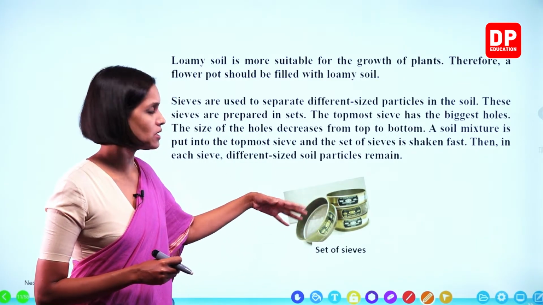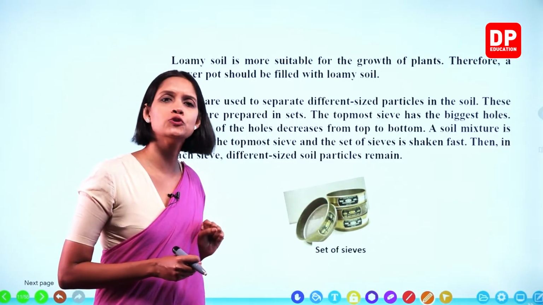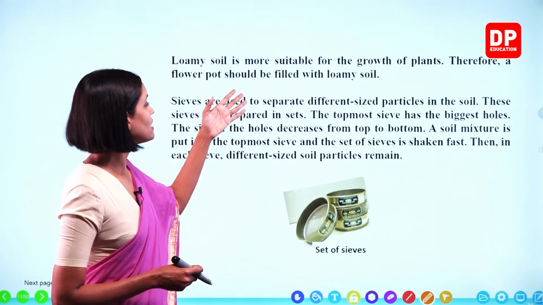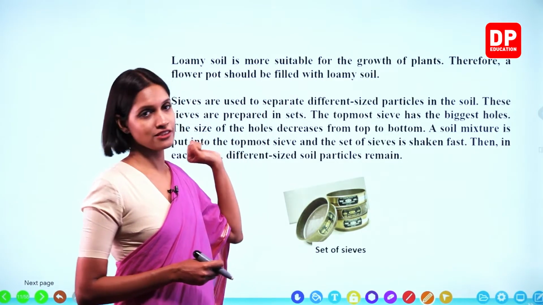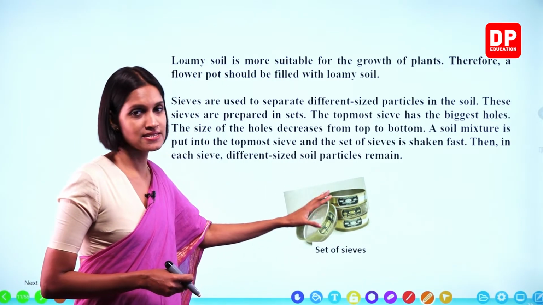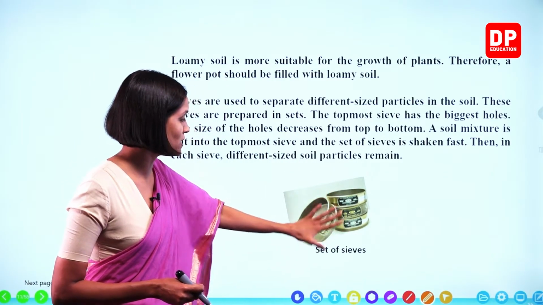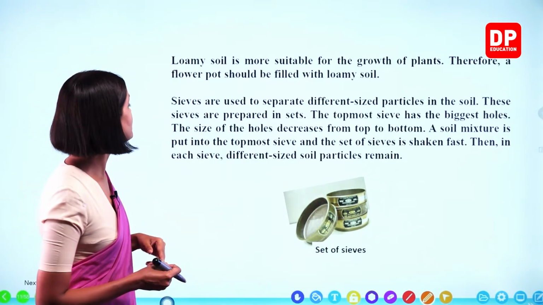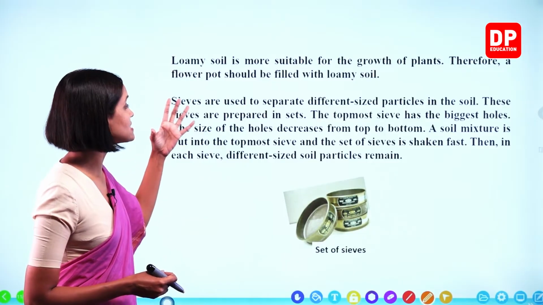Pictures given. What is the meaning? What is this set of sieves used for? We will see. Sieves are used to separate different sized particles in the soil. So these sieves come as a set. Some sets contain 4 pieces like these, and some others contain more pieces too. These sieves are prepared in sets.